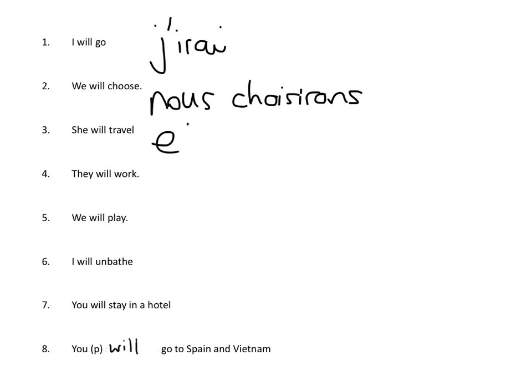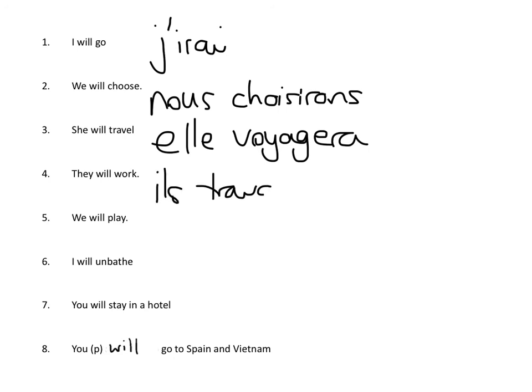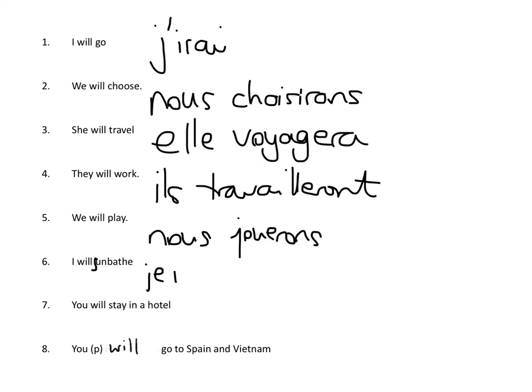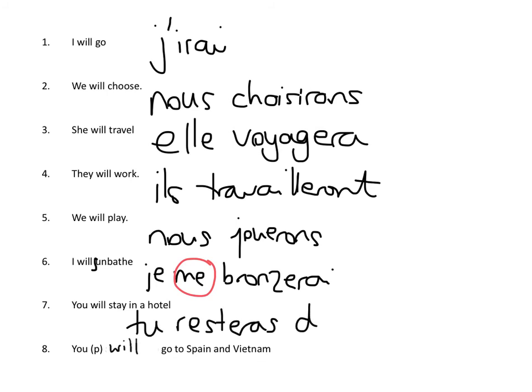She will travel. Elle voyagera. They will work. Ils travailleront. We will play. Nous jouerons. I will sunbathe. That's je me bronzerai. Okay, hopefully you've remembered that reflexive pronoun there. You will stay in a hotel. This is you singular. Tu resteras dans un hôtel.